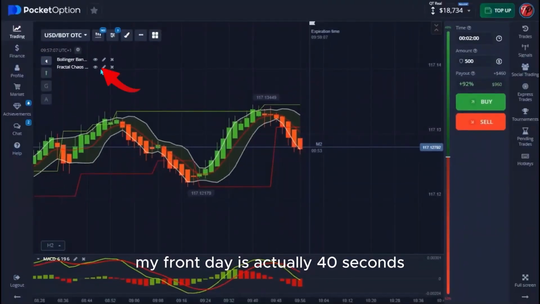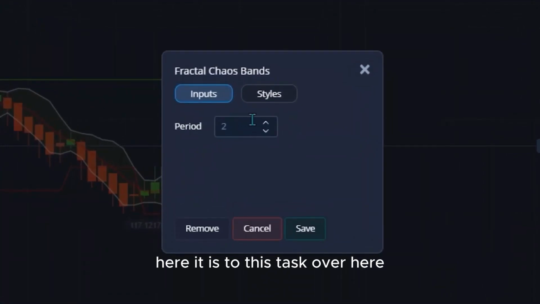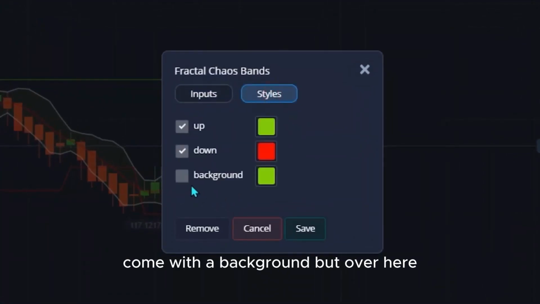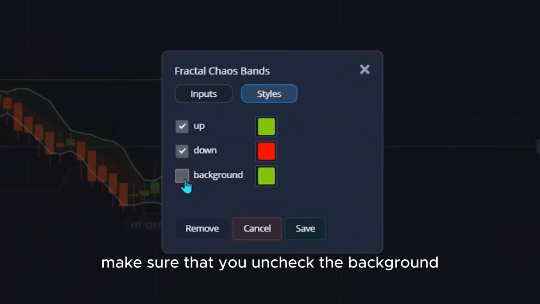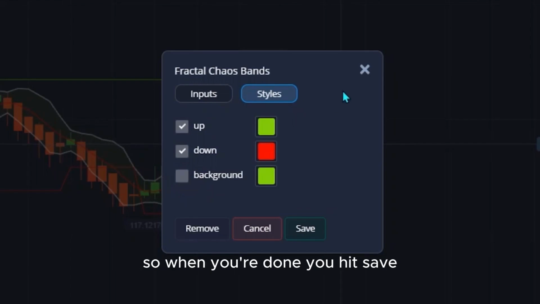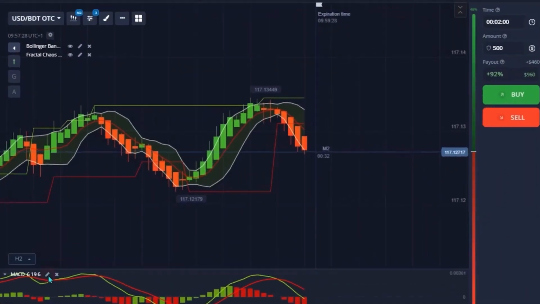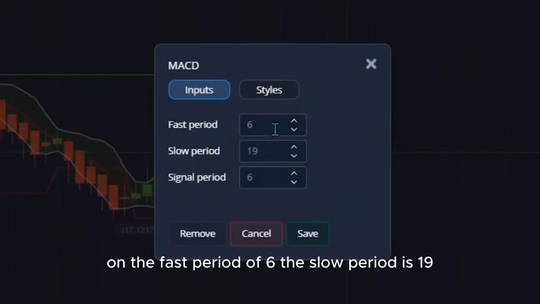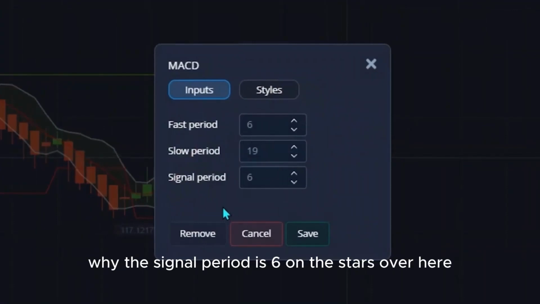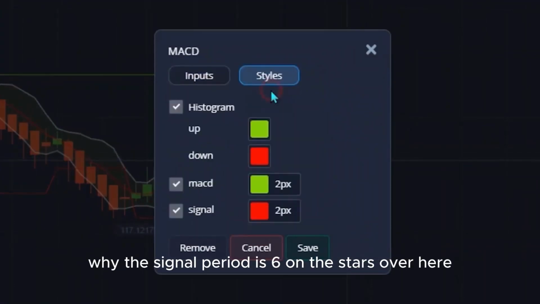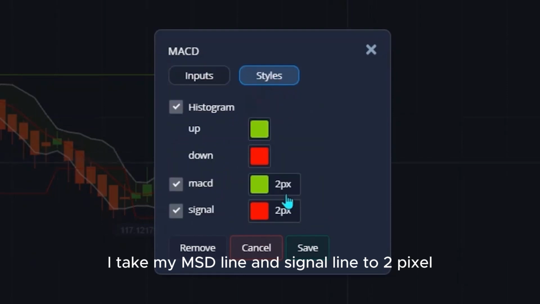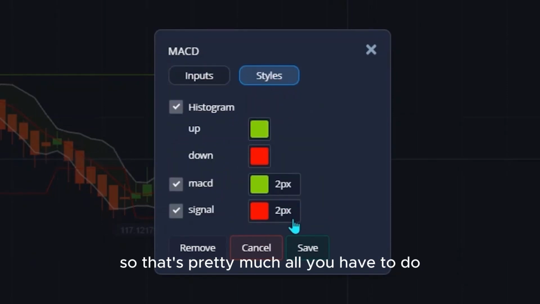My Fractal is actually the default setting, period 2. The styles come with a background, but make sure that you uncheck the background. That's pretty much all you have to do here. When you're done, you hit save. The last indicator I use is called MACD. The fast period is 6, the slow period is 19, while the signal period is 6. On the styles, I set my MACD line and signal line to 2 pixels. That's pretty much all you have to do. When you're done, you hit save.